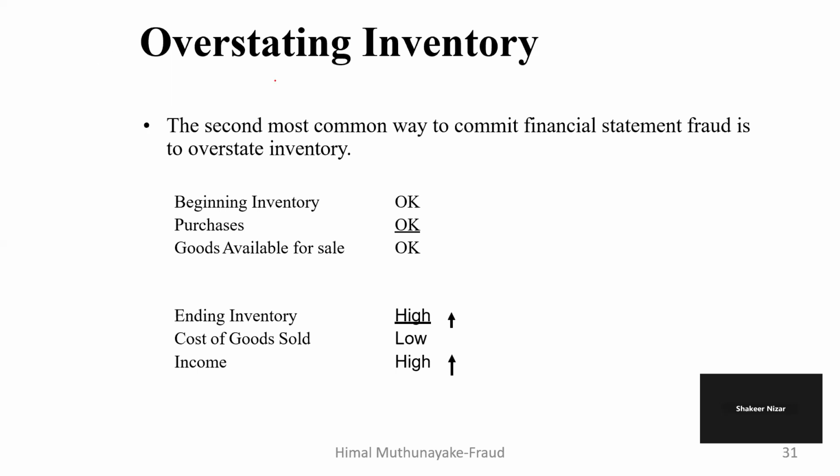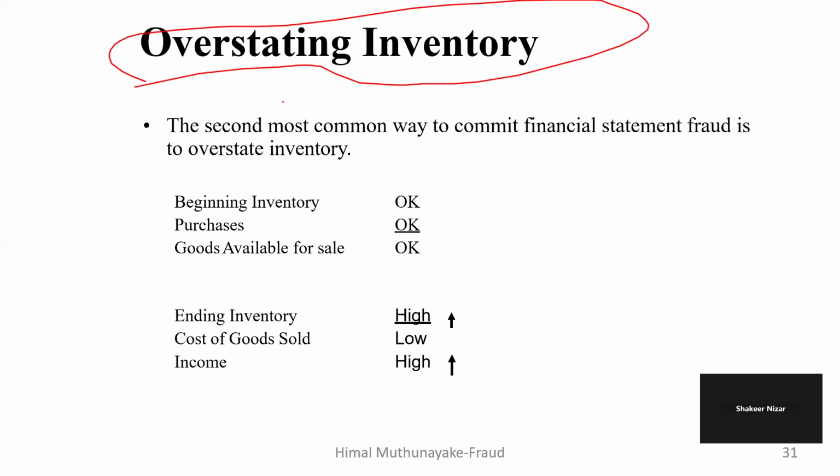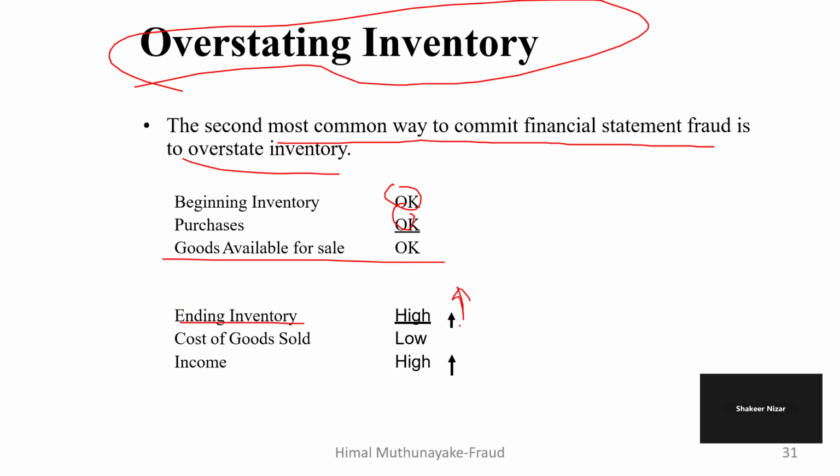The second one is you are overstating the inventory, right? Overstating inventory. The second most common way to commit financial fraud is to overstate inventory. Beginning inventory, goods available for sale. Ending inventory is high, so cost of sales is low. Your gross profit, GP, is high.